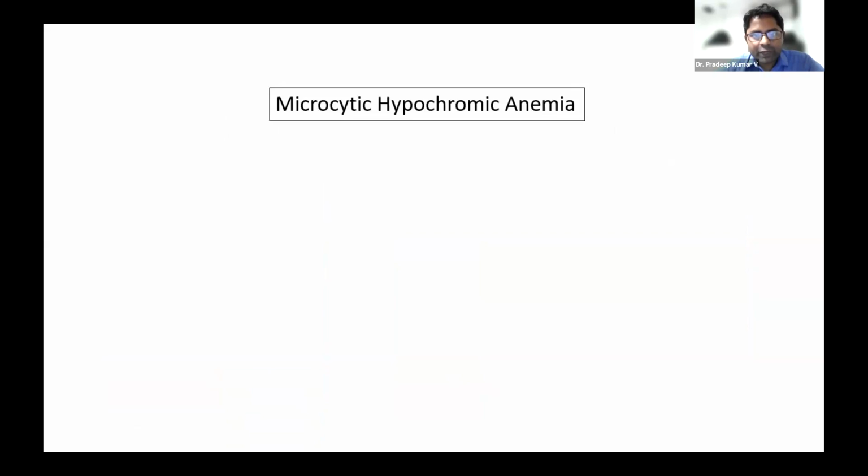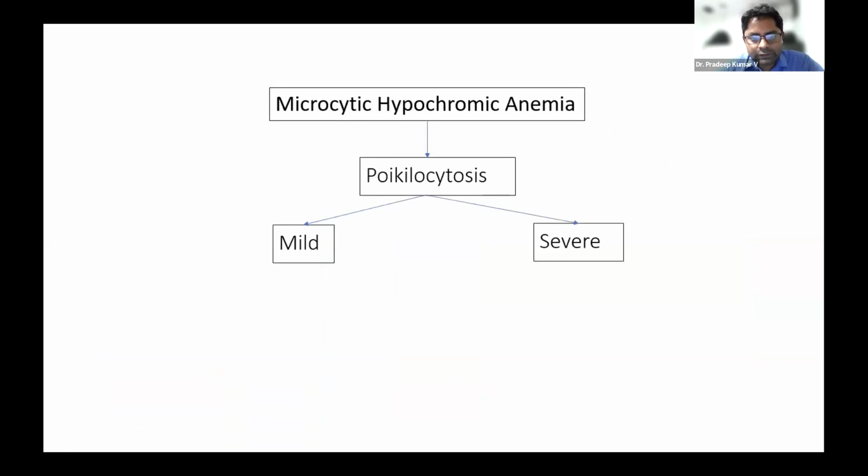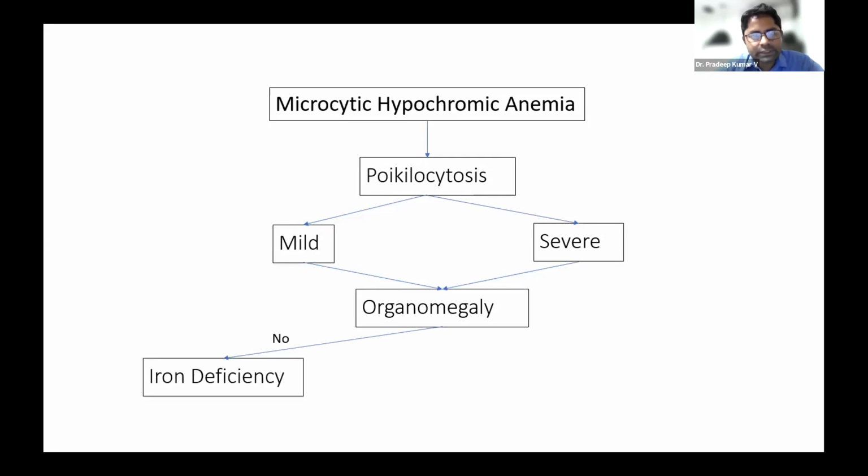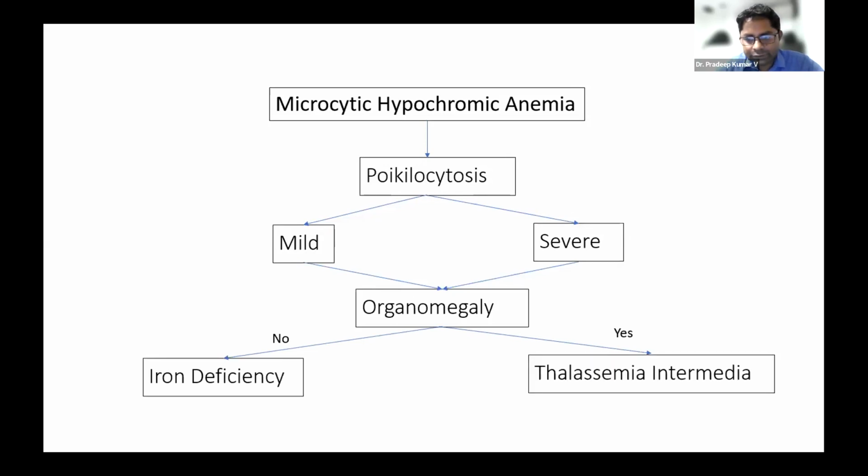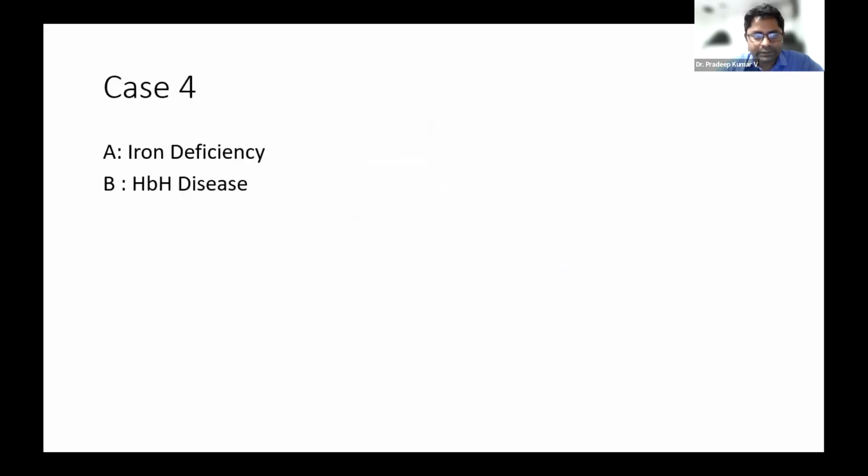So whenever we have microcytic hypochromic anemia, we look at the smear, look for the poikilocytosis, whether it's mild or severe, and get the details of whether there is organomegaly, icterus, or any intermittent transfusions the patient is going on. If there are no transfusions, no icterus, no organomegaly, it's a straightforward case of iron deficiency. But if there is organomegaly, icterus, and intermittent transfusion, we think of thalassemia intermedia. In this particular case, it was HbH disease.